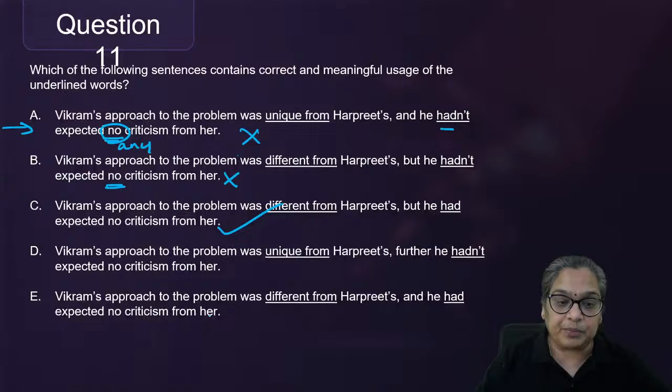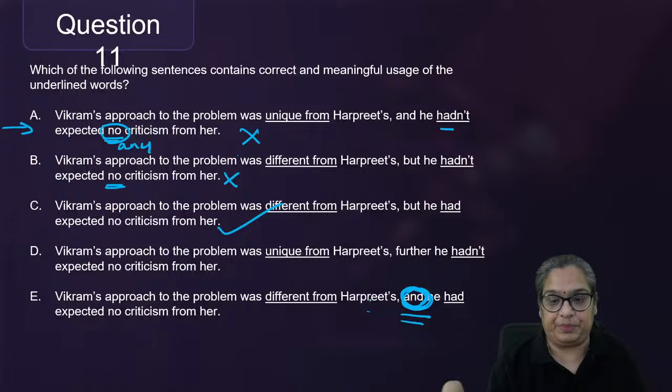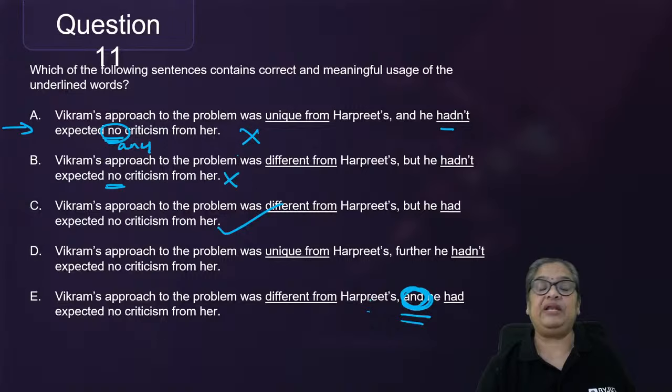As opposed to a problem, "was different from" is also correct. And is not correct because of the wrong conjunction. It was different, yet, but even though it is different, he didn't expect her to criticize him. So "but" has to be the correct conjunction, not E. Those of you who marked E, E has the wrong conjunction in place. It's not "and." Even though my opinion is different, I don't expect any criticism. So, not "and," but "but."